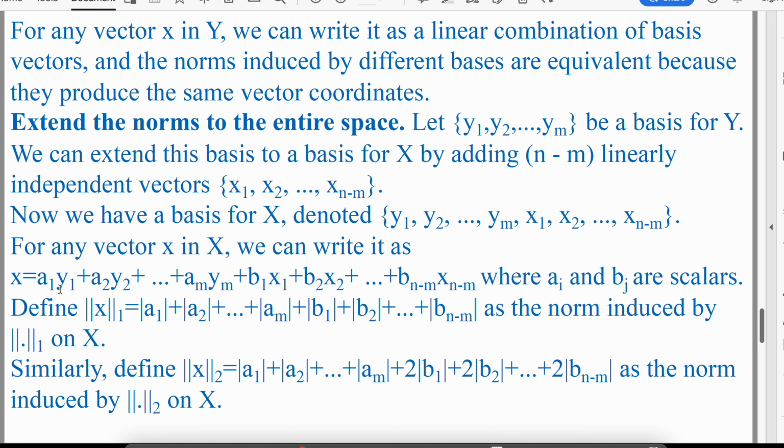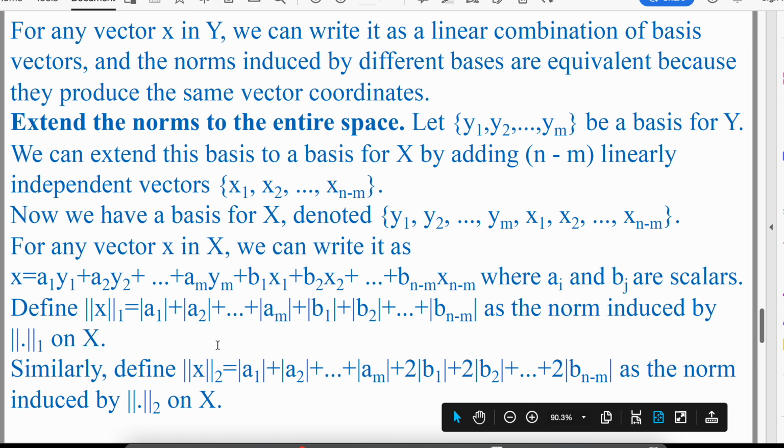Because this is a basis for X, for any vector x in X, we can write x equal to a1 y1 plus a2 y2 plus ... plus am ym plus b1 x1 plus b2 x2 plus ... plus b(n minus m) x(n minus m), where a1, a2, ..., am and b1, b2, ..., b(n minus m) are scalars. Because we know that any vector in a basis can be expressed as a linear combination. We define norm x1 equal to modulus of a1 plus modulus of a2 plus ... plus modulus of am plus modulus of b1 plus modulus of b2 plus ... plus modulus of b(n minus m) as the norm induced by norm 1 on X. Similarly, we define norm x2 as modulus of a1 plus modulus of a2 plus ... plus modulus of am plus twice modulus of b1 plus twice modulus of b2 plus ... plus twice modulus of b(n minus m) as the norm induced by norm 2 on X.